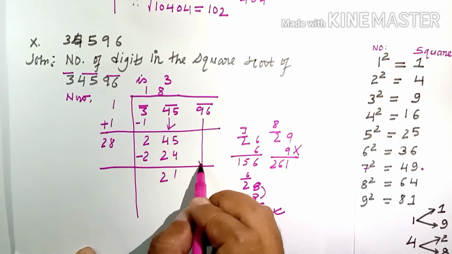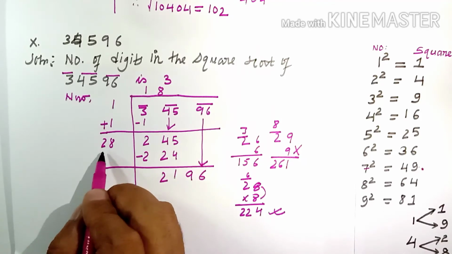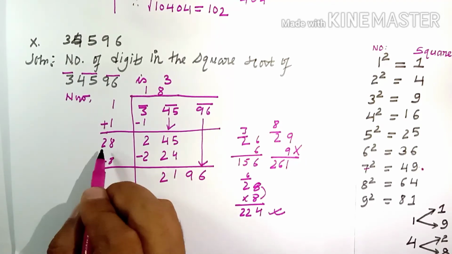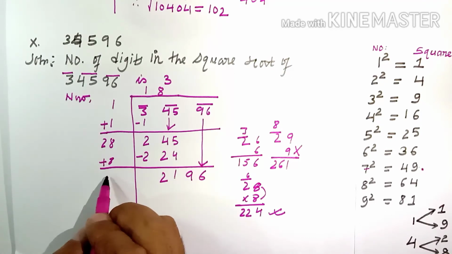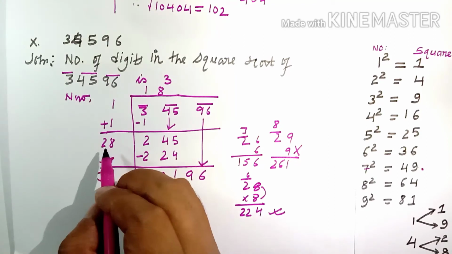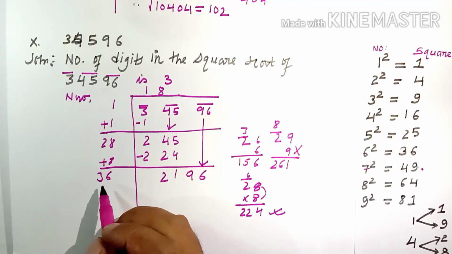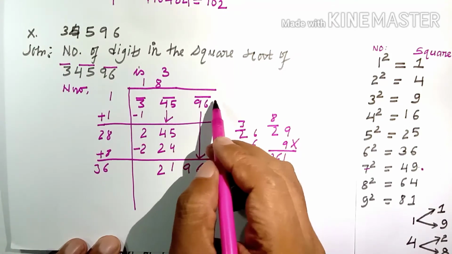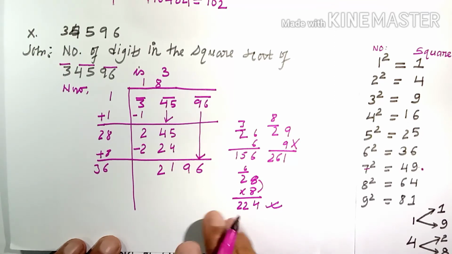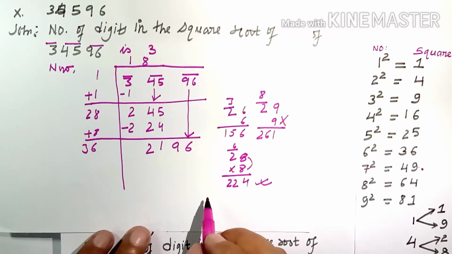Now drop down one more period here, 96. Here you'll have to add 8, so plus 8. So 28 plus 8 equals 36, or it can also be done in this way: 28 plus 8 equals 36. Now after that we don't have any number to bring down. That means now we must get the remainder exactly 0. So let's have a try. Take this 36 for rough work.